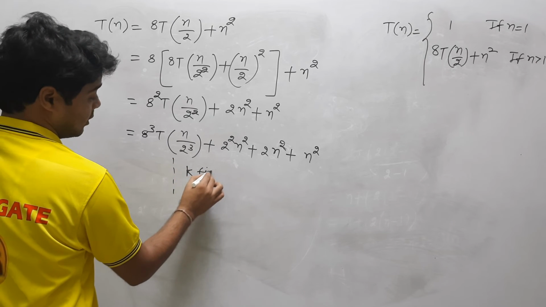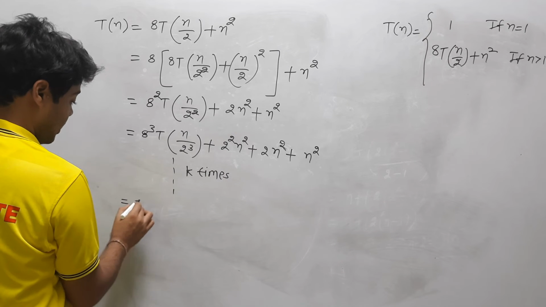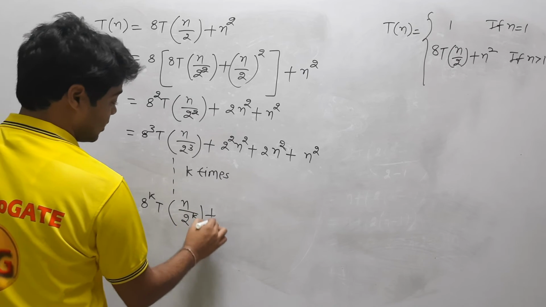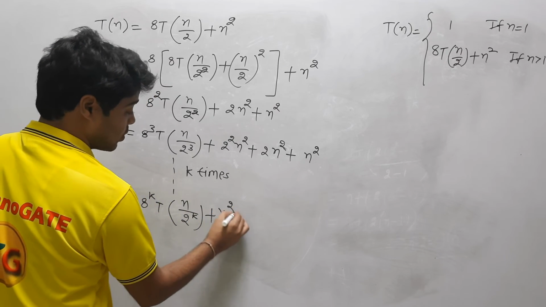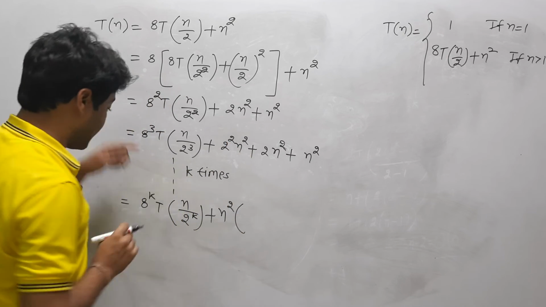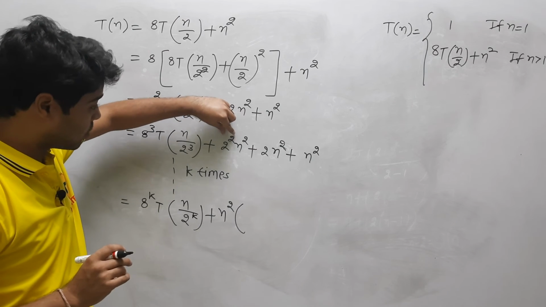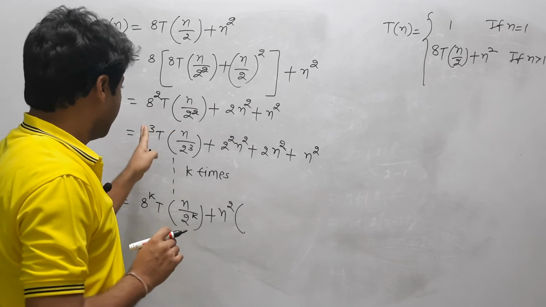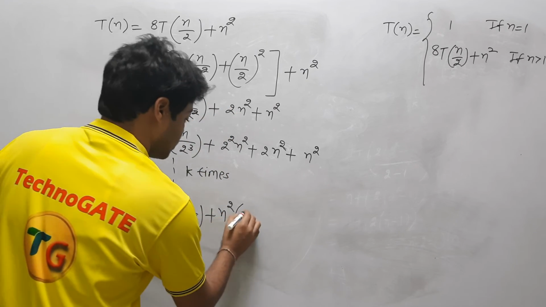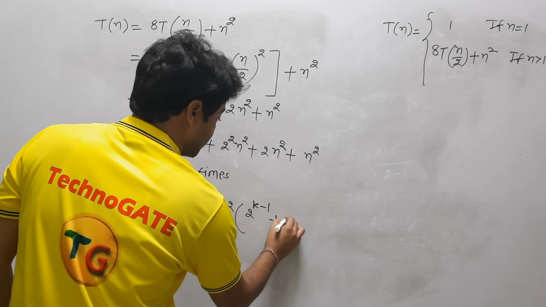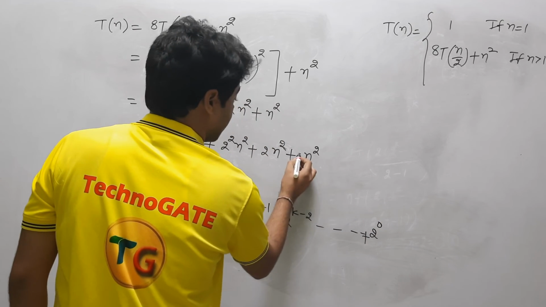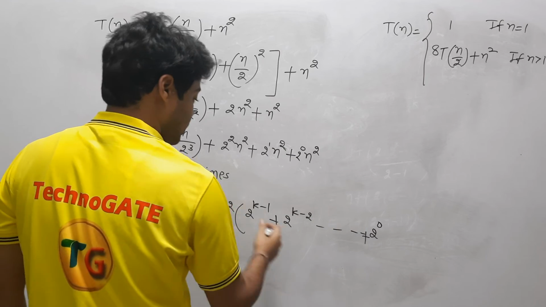So it goes to k times here. Then what will happen here? 8^k T(n/2^k) plus, here n² is common. This is the k. Here k is 3, but here there is 2². So n² is common, here 3, here the maximum power is 2, and here the maximum power is 1. So it is k minus 1: 2^(k-1) plus 2^(k-2) and so on up to 2^0, because you can see 2 raised to power 0 is also 1. From 0 to k minus 1 here.